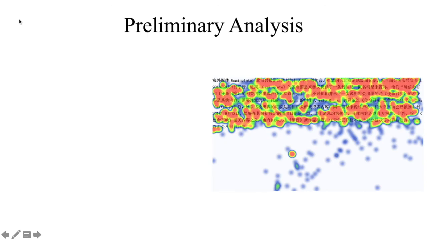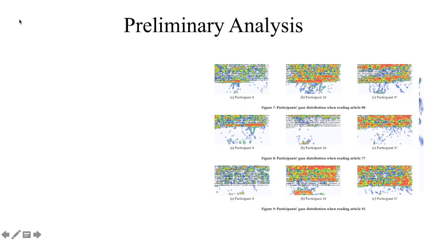In order to compare the similarities and differences in the gaze distribution of different people during reading, we show the collected gaze behaviors in the form of a heat map. The brighter part of the heat map indicates that the participant has been reading the current area for a longer time. The three pictures on the right show the gaze distributions of three participants when they completed the text summary task of three articles respectively.